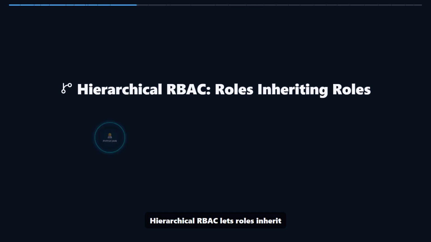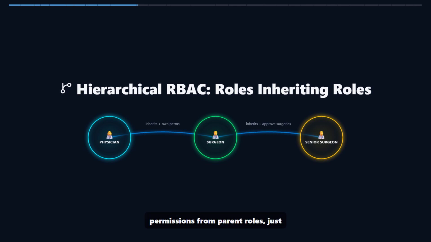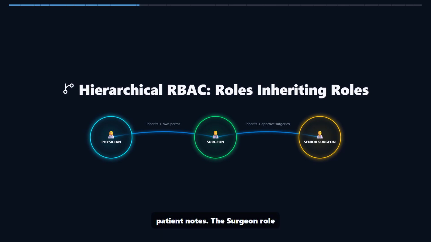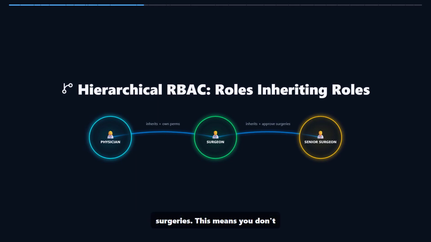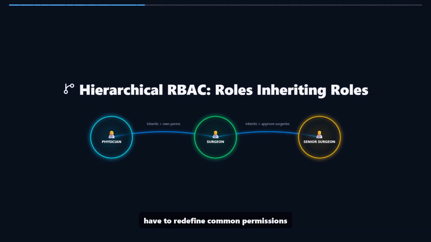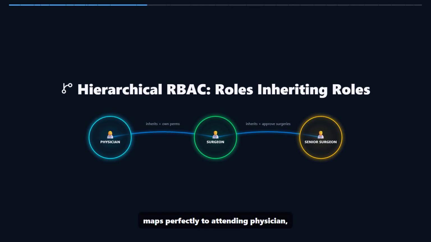Hierarchical RBAC lets roles inherit permissions from parent roles, just like an organizational chart. A physician can read and write patient notes. The surgeon role inherits those permissions and adds the ability to schedule surgeries. The senior surgeon inherits everything from surgeon and gets an extra high-stakes permission: approve surgeries. This means you don't have to redefine common permissions for every role. Just extend the ones above.